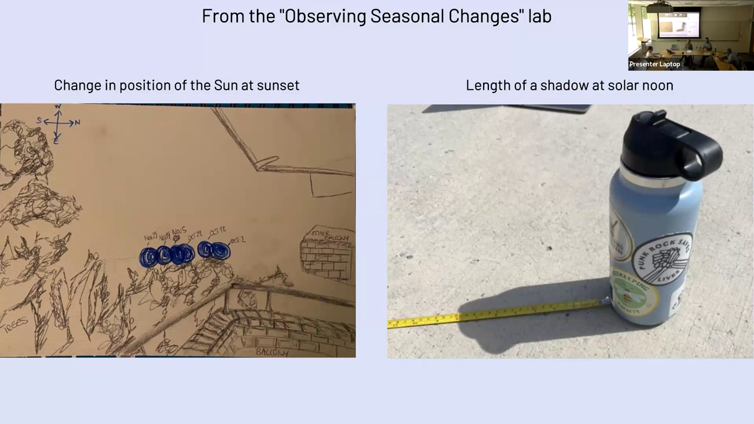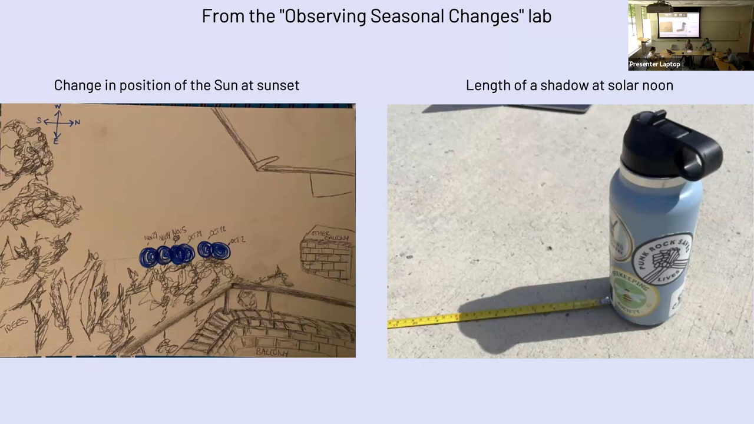So the fact that it gets lower in the sky as you go towards winter, and then it gets higher in the sky as you're going towards summer. So like I said, it's something that they're supposed to take observations about every 2 weeks if the weather cooperates and their schedule cooperates. And this was one of the labs that students kind of noted. Whether or not they got anything scientifically out of it, I had a lot of students tell me that they had to start paying attention to weather and scheduling in a way that they hadn't necessarily done before.